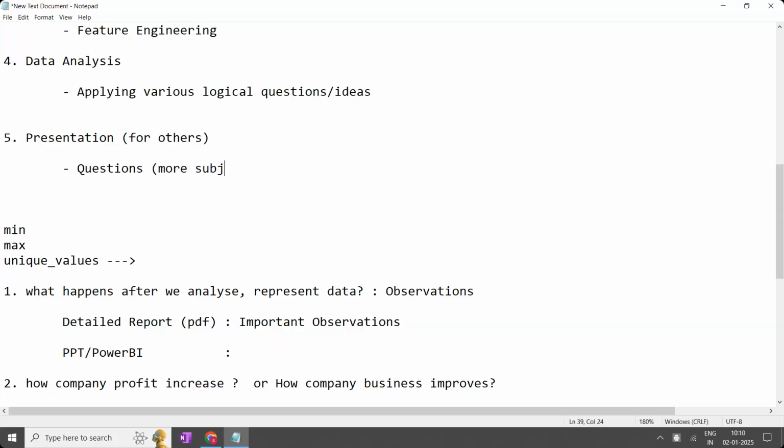When you ask the questions only, you will get into that subject more. Others will ask the questions. Then you'll get the idea why we have not included this one. Try to include the maximum number of questions.